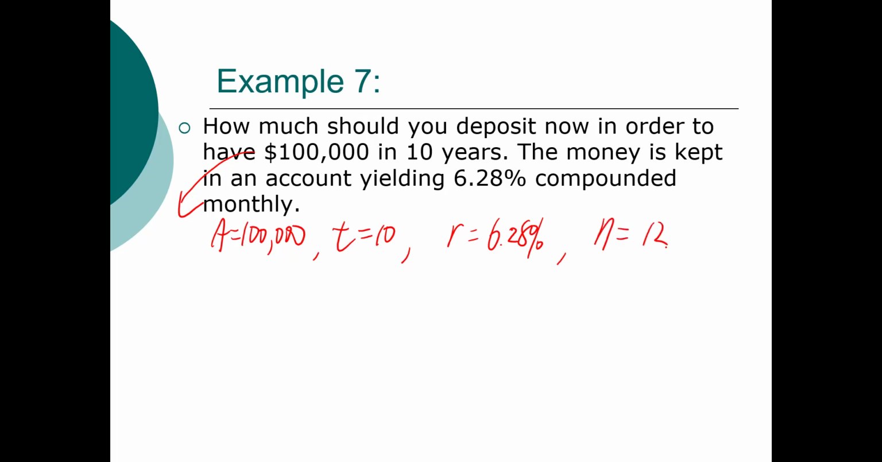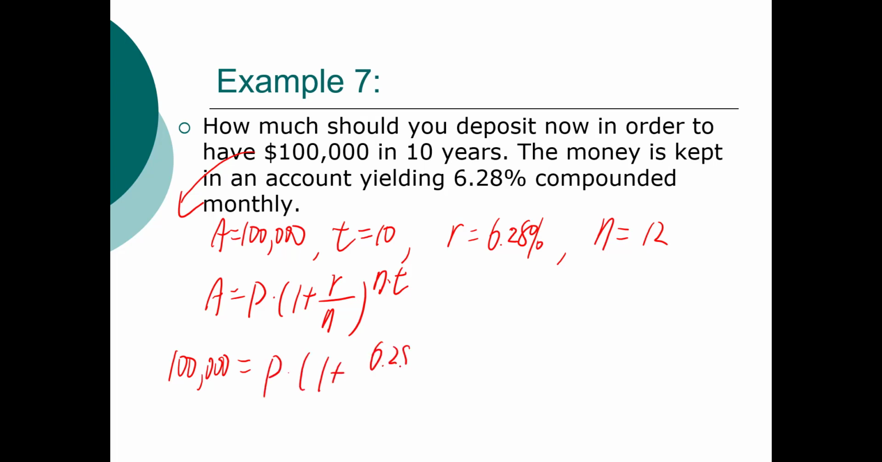Okay. So we're just solving for P. So very similar to the previous one. So the ending balance equals principal times (1 plus rate over compounding period) to the power nt. So ending balance is 100,000. Principal times 1 plus rate, 6.25% over 12, and 12 times 10 years, 120 power. Right? So we're going to divide both sides of the equation by the exponent to get P by itself.